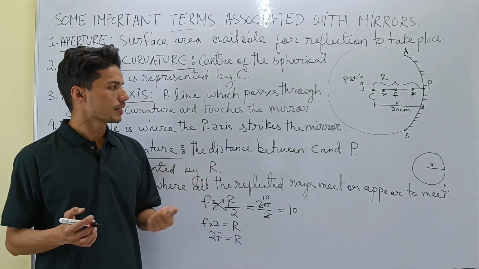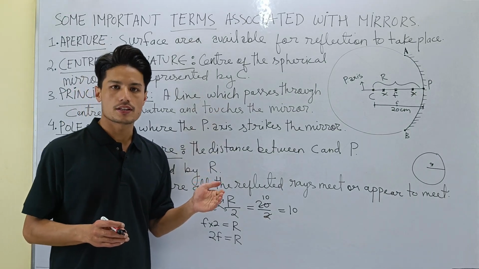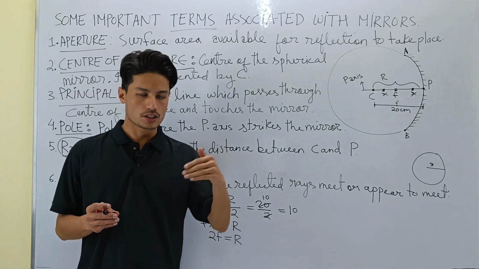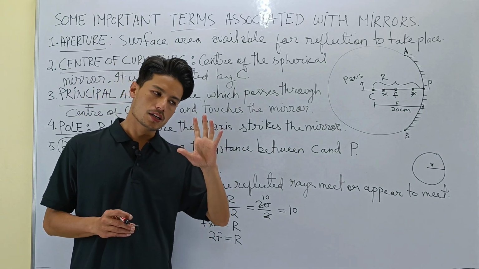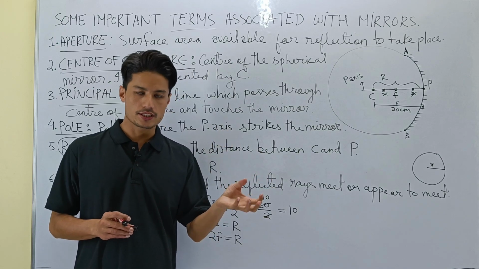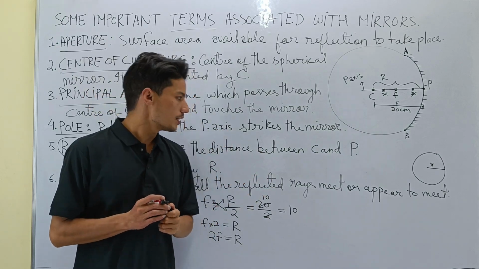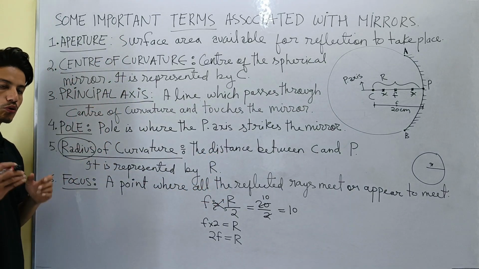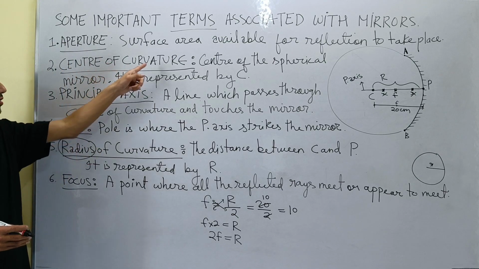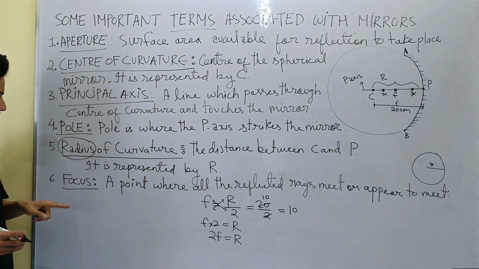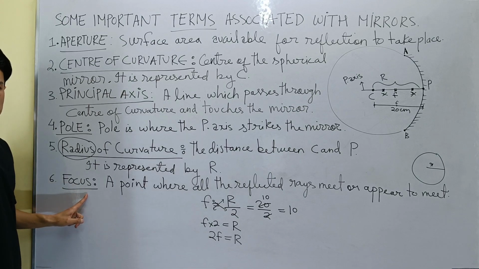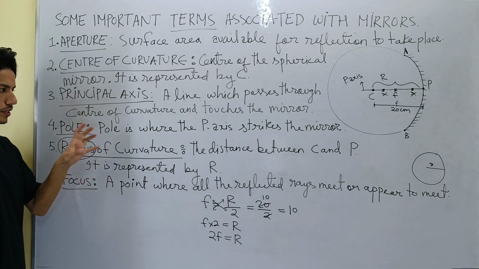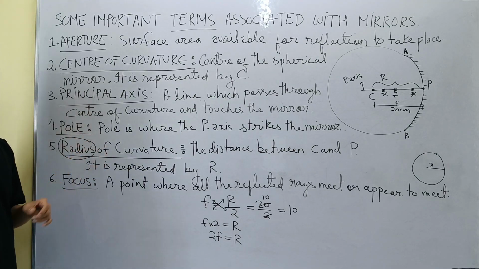So we will end the class here today. Before we leave, what have we learned today? We have learned about the nature of concave and convex mirrors. Remember that the nature of a concave mirror is converging and the nature of a convex mirror is diverging. Then we studied some very important terms associated with mirrors: the aperture, the center of curvature, the principal axis, the pole, the radius of curvature, and finally the focus. You should be thorough with this knowledge, and if you are, the lesson becomes very easy.